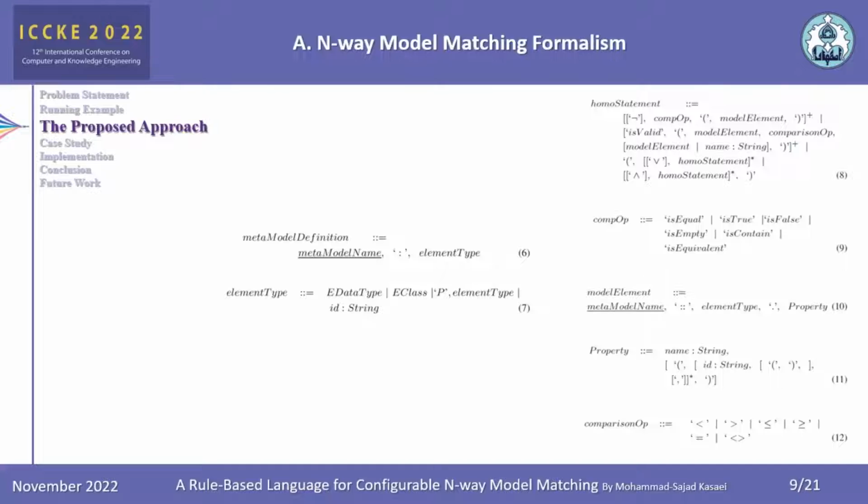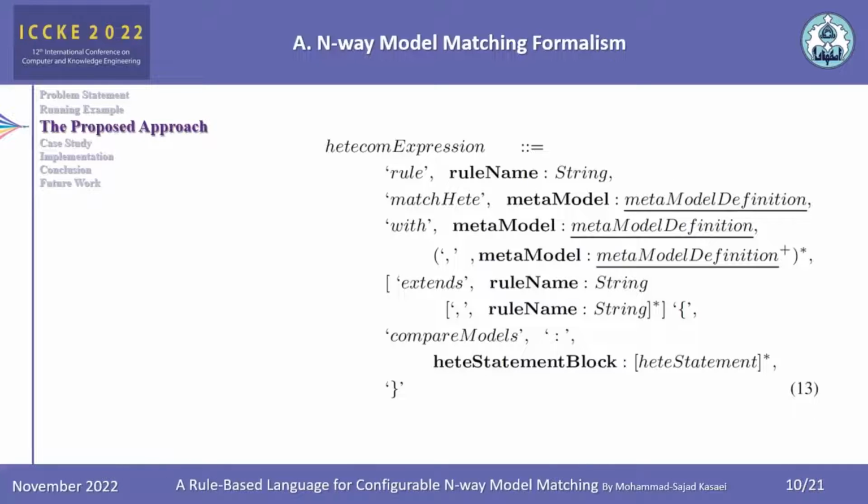Okay, so rules 6 to 12 show the detailed explanation of defining homocom rules. And rule 13 shows how we can write and determine a heterocom rule for heterogeneous models. Each heterocom rule consists of the rule keyword, rule name, which is a string, the match heter keyword, metamodel definition, which refers to the element type of the input metamodels, the with keyword, metamodel definition. If this rule extends other rules, we can use the extends keyword. And finally, we should use the compare models keyword, colon symbol, and heter statement, which determines comparison criteria.